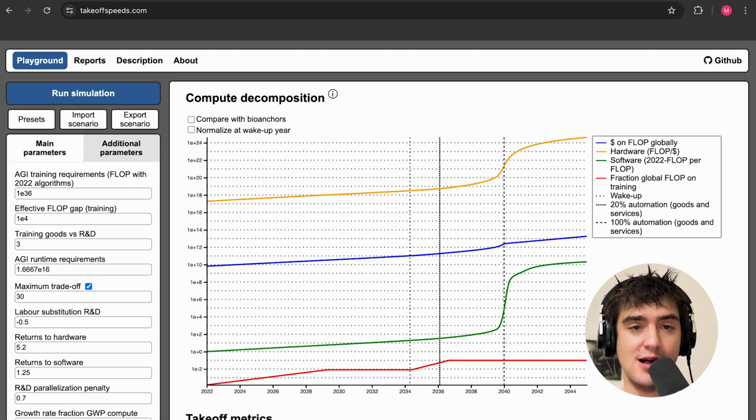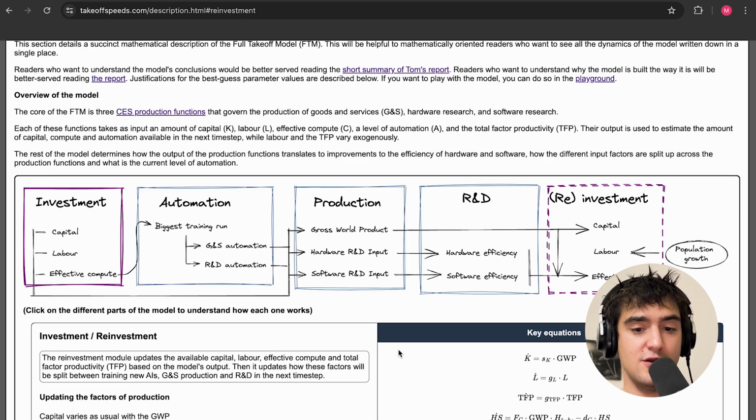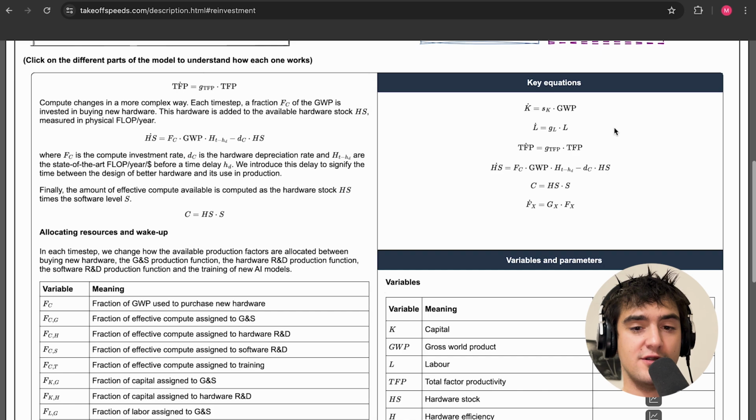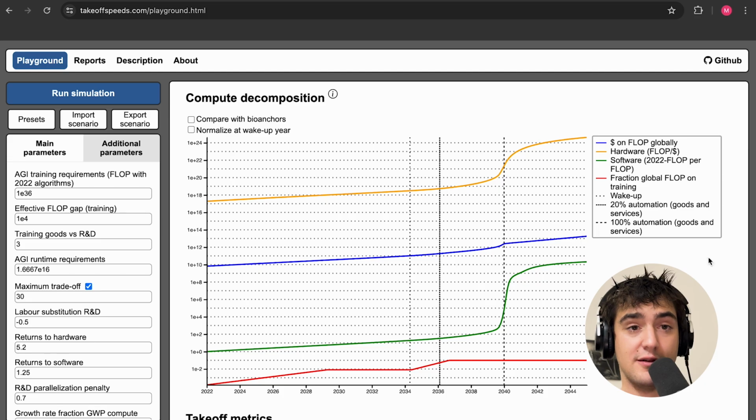So in this video, I try to focus on something else instead. I'll discuss what is going on behind the scenes. If you click on description, you have the full economic model. And in each of the squares, if you click, you have all of these equations that govern the economics behind the takeoff model that you can play along in the playground.